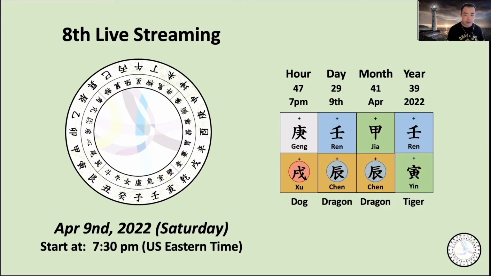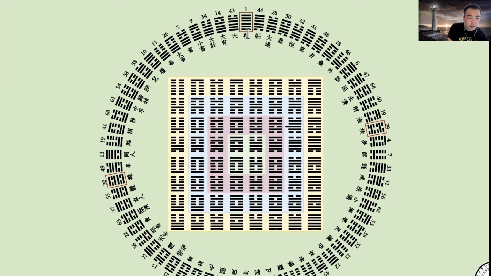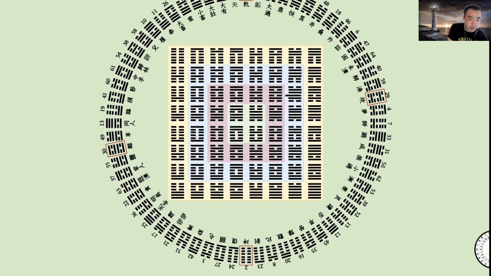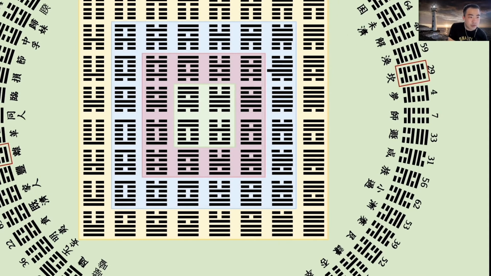It's not very clear, but my understanding is, let me find the hexagram image. Yeah, this is the 64 hexagrams. There are 4 hexagrams: hexagram number 1, the heaven, hexagram number 2, the earth, the Kun, and hexagram 30, the fire, and 29, the water. Can you see that? It's too small, I think.